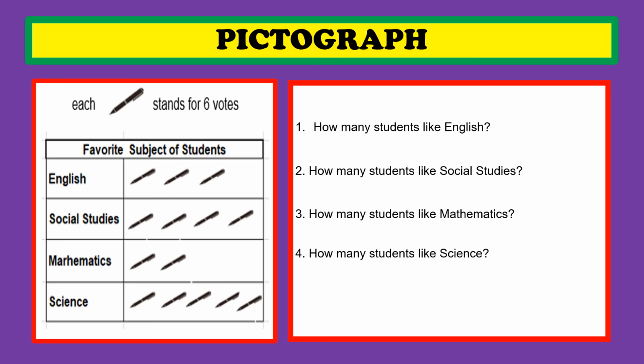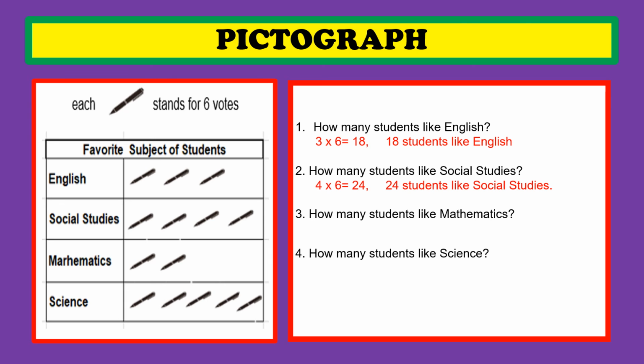Each pencil stands for 6 students. Question number 1. How many students like English? So that is 3. 3 times 6. What is the answer? 18 students like English. How many students like social studies? We have 4. 4 times 6. What is the answer? 24 students like social studies.